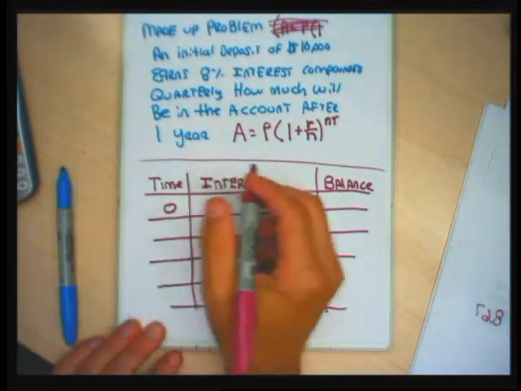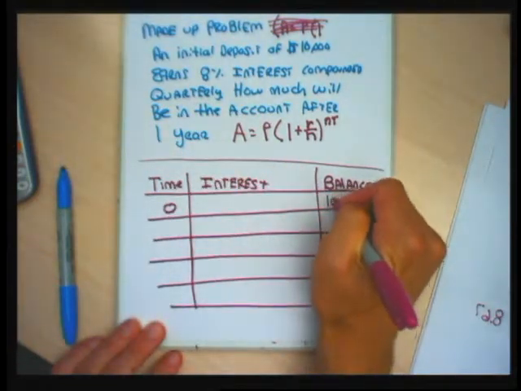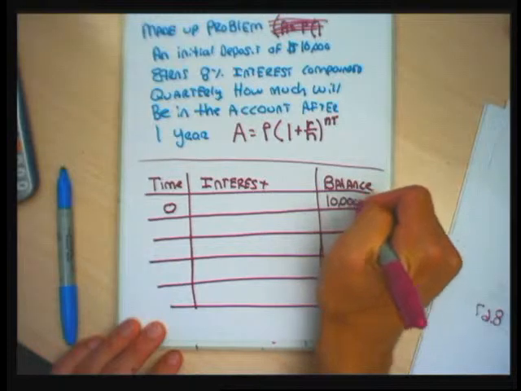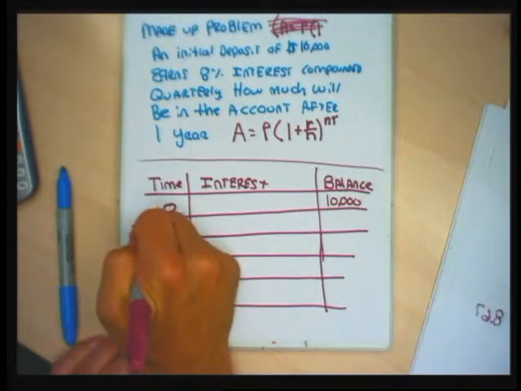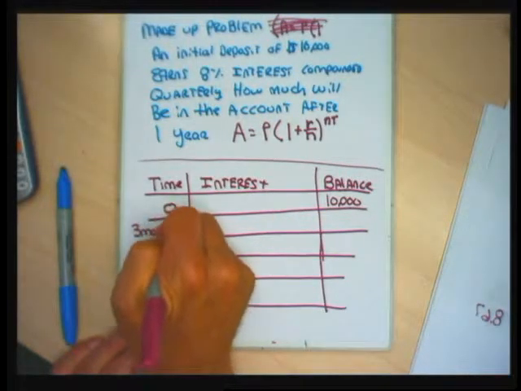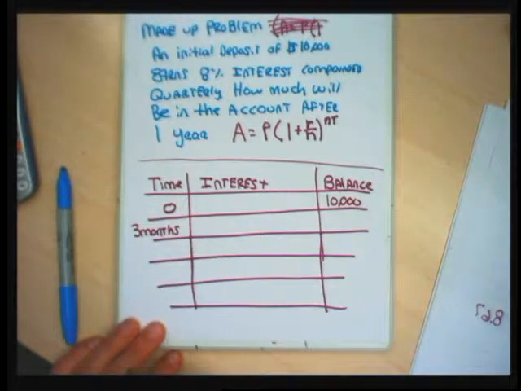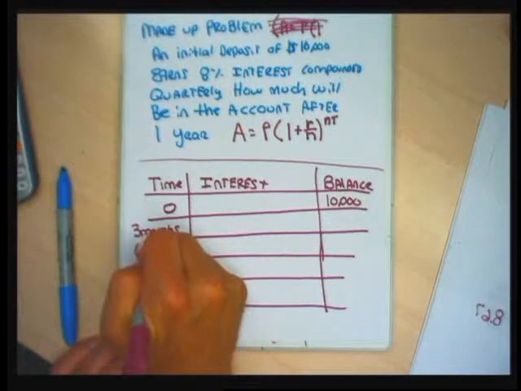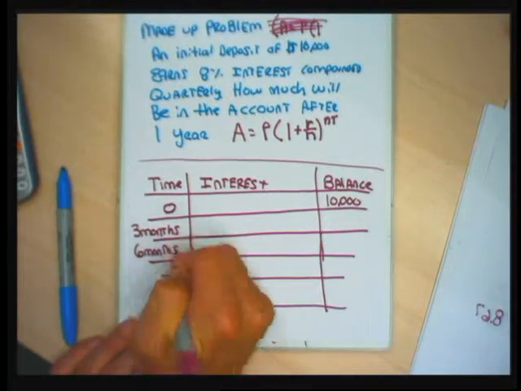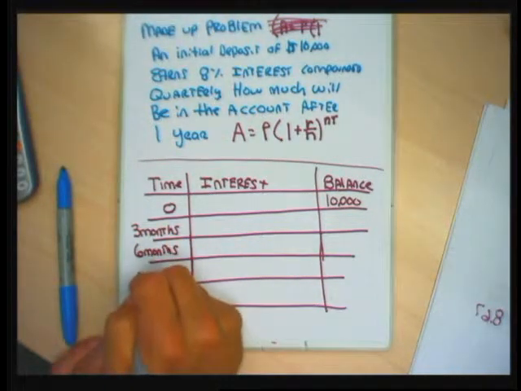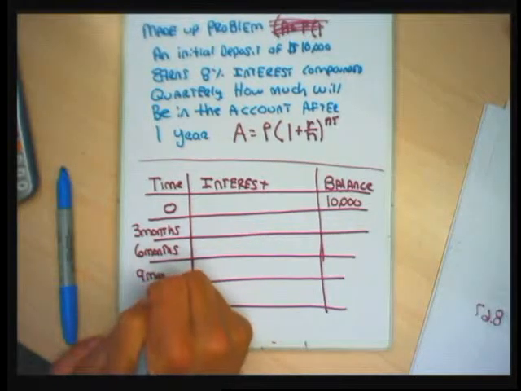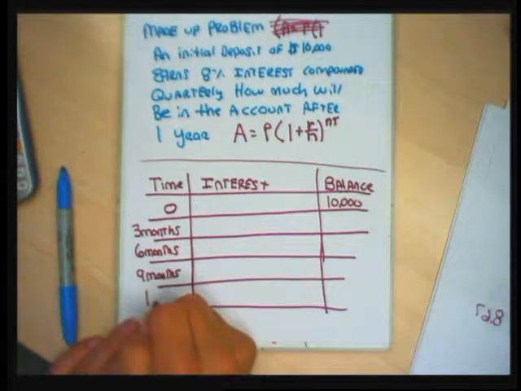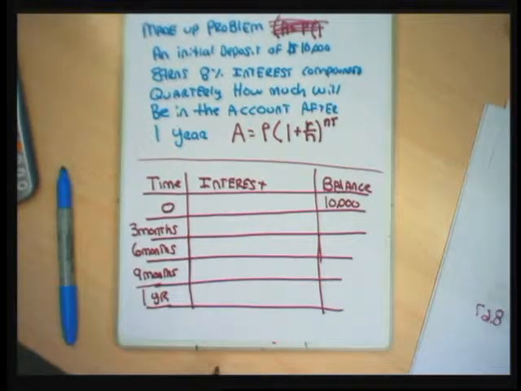So I'm going to make a deposit of $10,000 on, we'll call it day 0. And then 3 months in the future, I'll get interest for the first quarter. A quarter of a year is 3 months. And then another 3 months after that, after 6 months, I'll get interest again. And then I'll get interest a third time at 9 months. And then my last time I'll get interest is in 1 year, and that's the day that I want to find the balance.